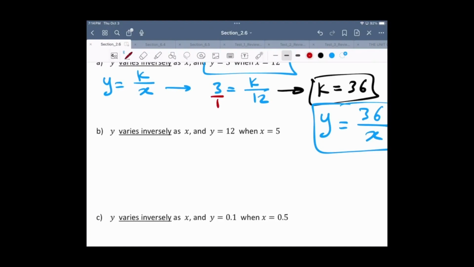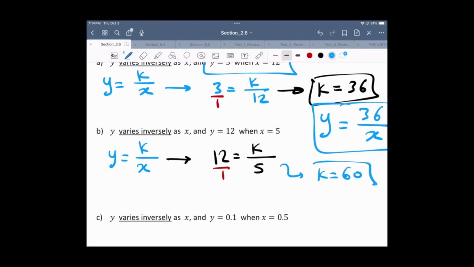So this one again is right from the get-go. It says y varies inversely as x. So right away you can use the same formula we have here. Y equals k over x. And then use this pair of information to solve for k. So we have 12 equals k over 5. Once again, you can cross multiply. You get k times 1, which is k. And then 12 times 5, which gives us 60. So constant of inverse variation is 60.